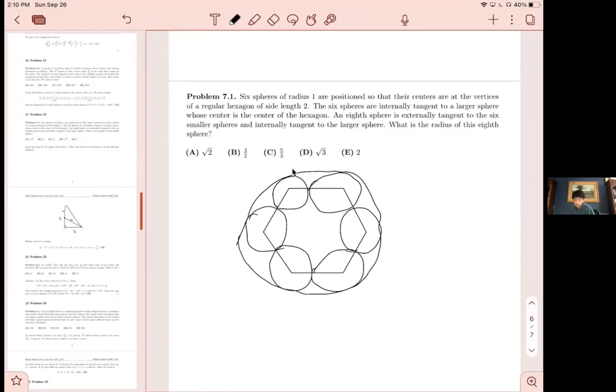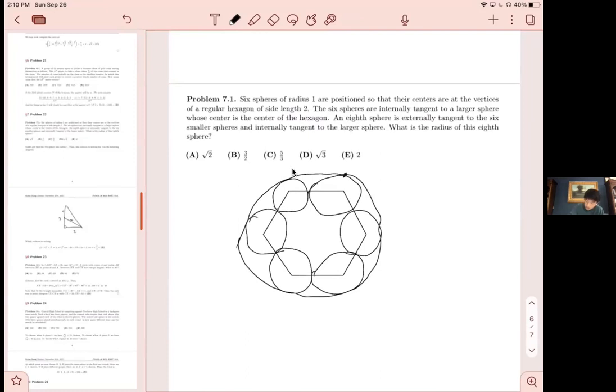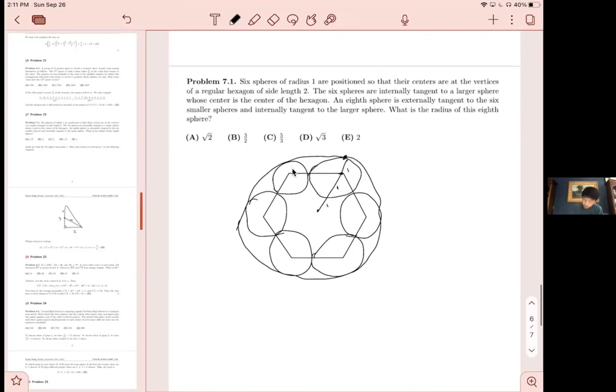And then the 7th sphere is internally tangent to all of them. And so we have that the 7th sphere has radius 3, because I guess the cross section has radius 3. And now we want to find an 8th sphere, which will be externally tangent to the 6 smaller spheres and internally tangent to the larger sphere.